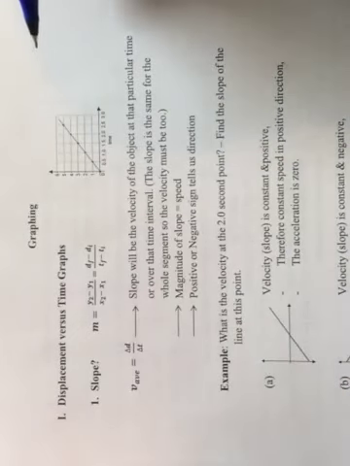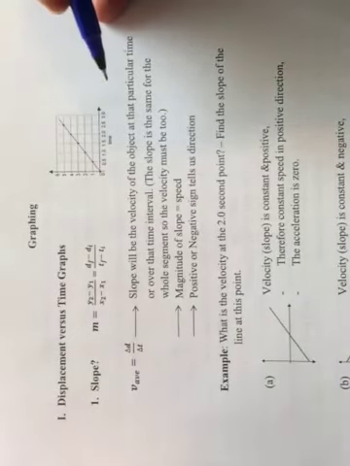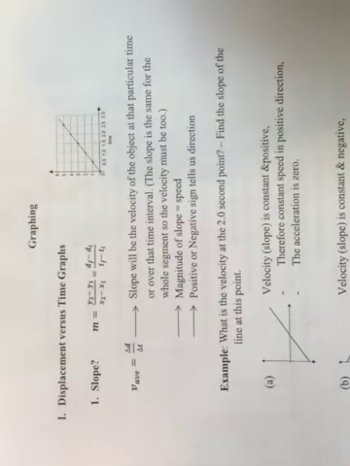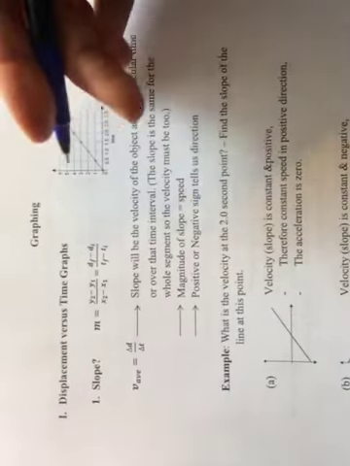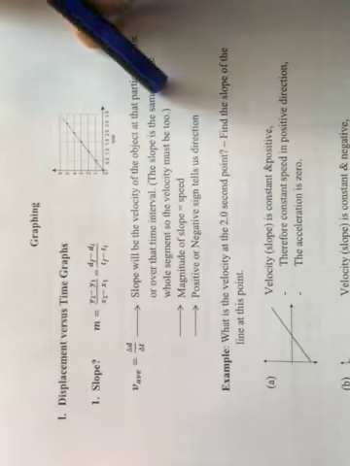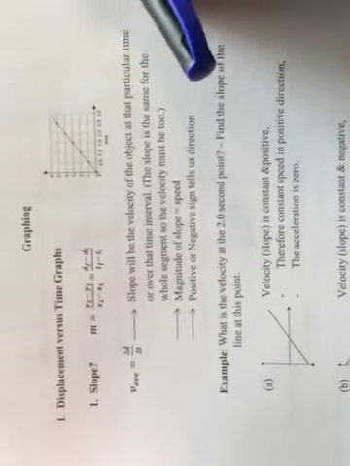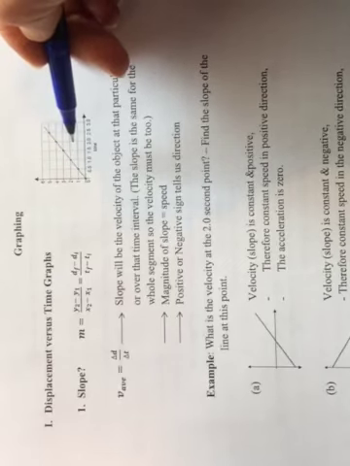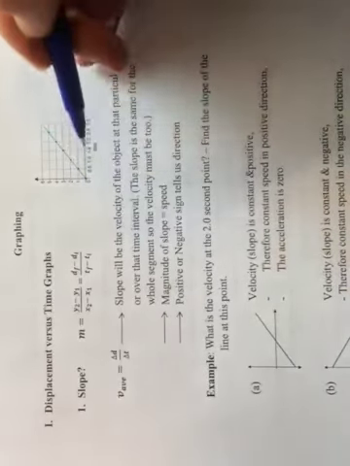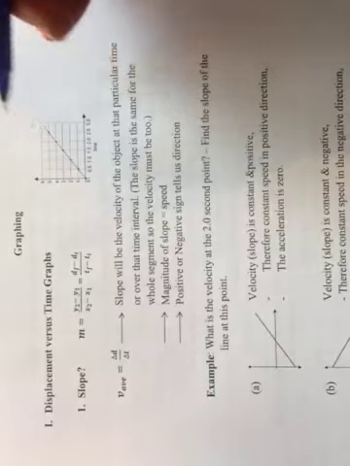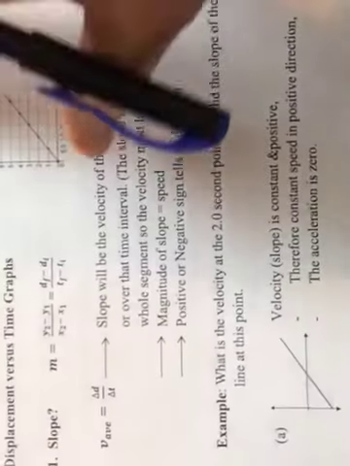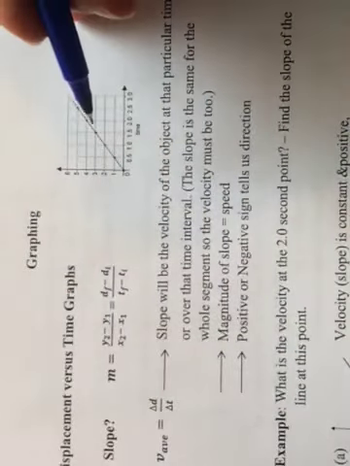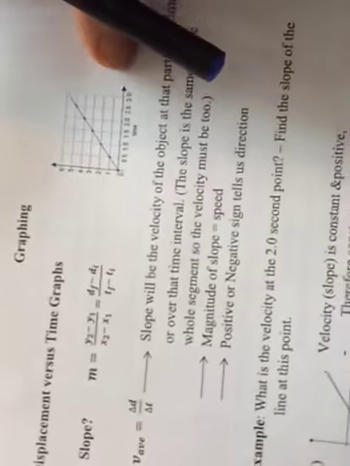Okay, on Friday we were going over displacement versus time graphs, and you have all these notes if you were in class on Friday because they were from the PowerPoint. Okay, so we talked about the fact that the slope of a displacement versus time graph is simply the velocity. So you can pick 2 points of the line on that graph and find the slope of it, and that's the velocity over that segment.